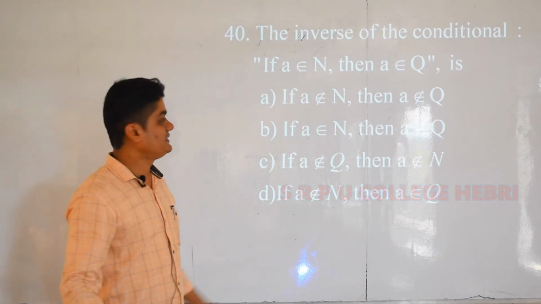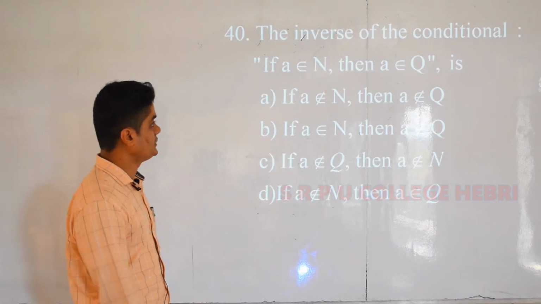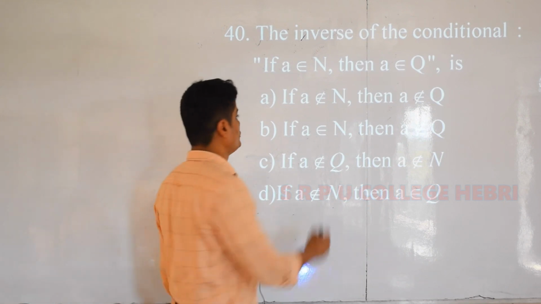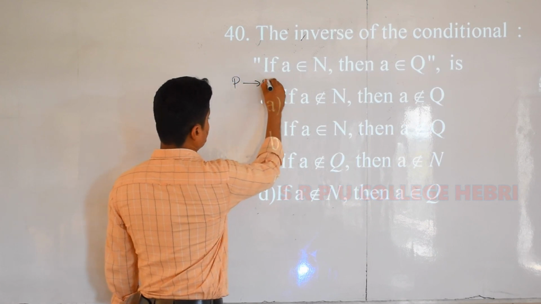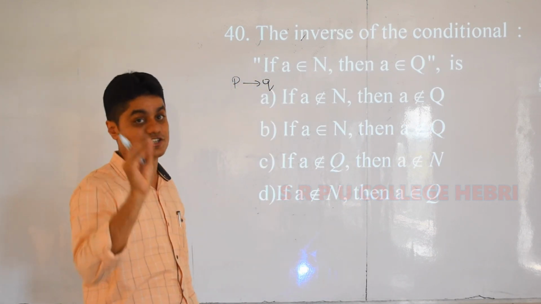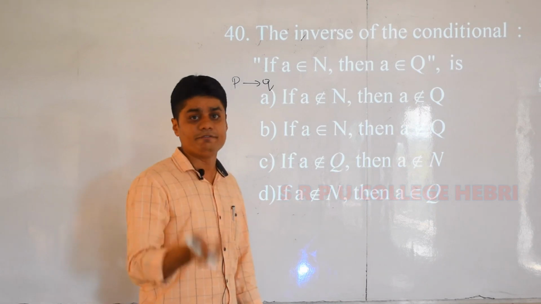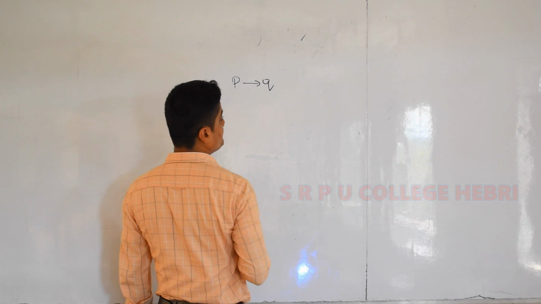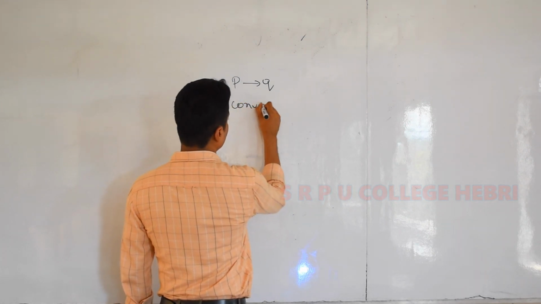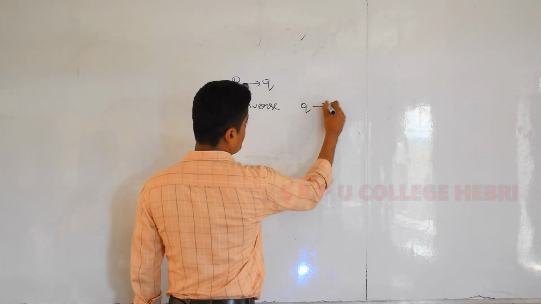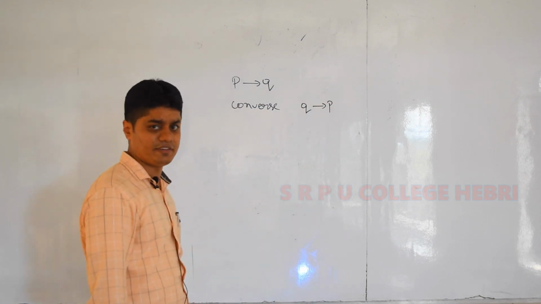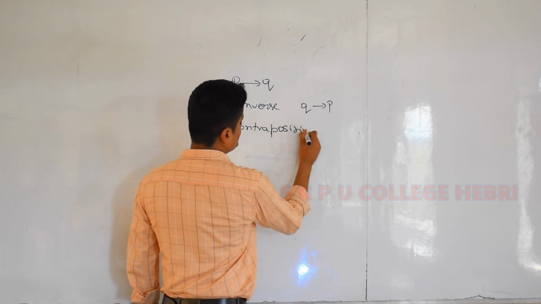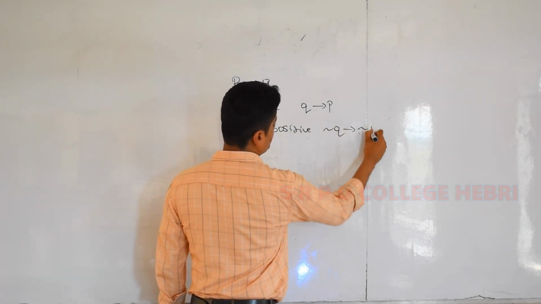Next question. This is a simple question, again there is not much writing. Read the question correctly. The inverse of the conditional. What is a conditional? This expression is called a conditional: if P then Q is called conditional. Maybe in first PU you studied this concept. If this is a given if-then statement, then the converse is: if Q then P. You remember this, right? Similarly, the contrapositive is: negation of Q then negation of P.